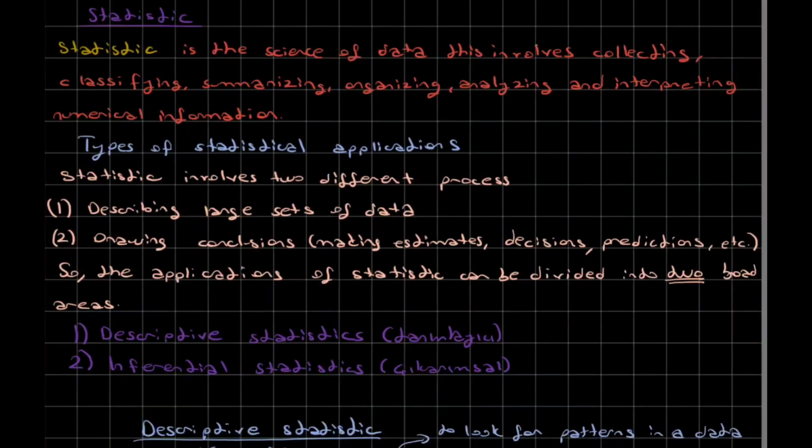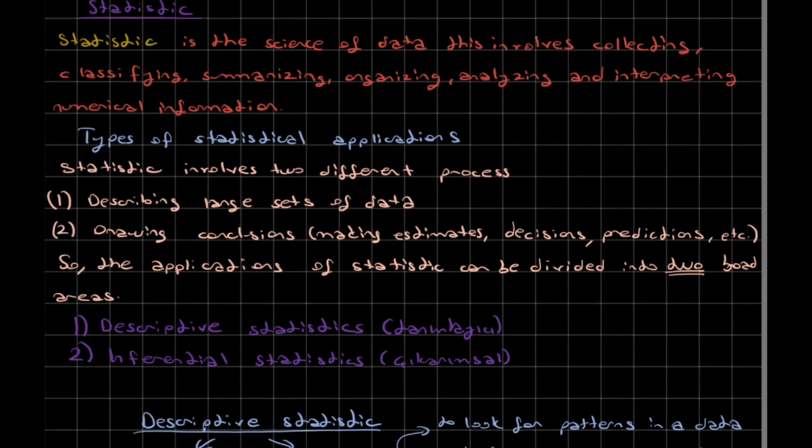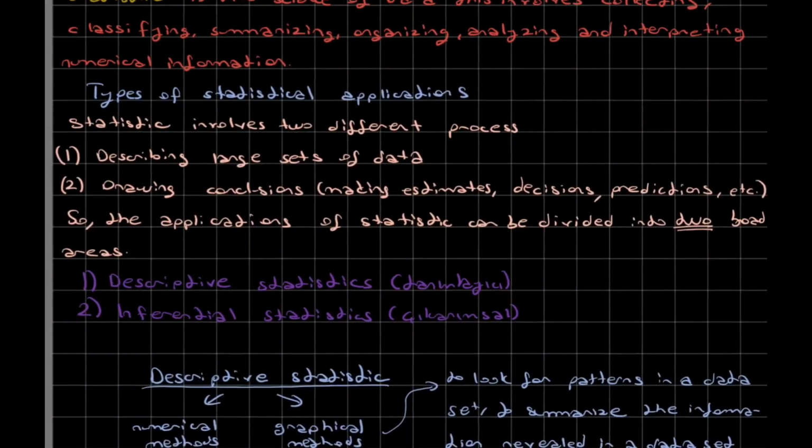First, what is statistics? Statistics is the science of data. This involves collecting, classifying, summarizing, organizing, analyzing, and interpreting numerical information. Also, you can watch if you are listening in English but you don't understand some parts or some word meanings. In some areas I will explain with the Turkish meaning. Don't worry about it.